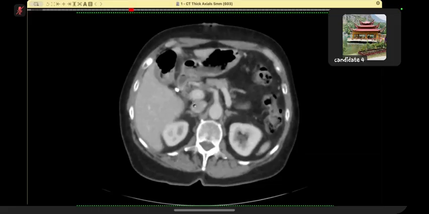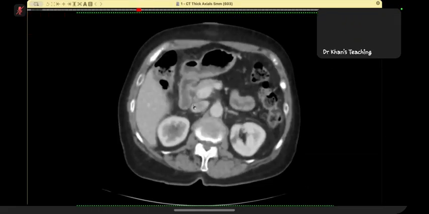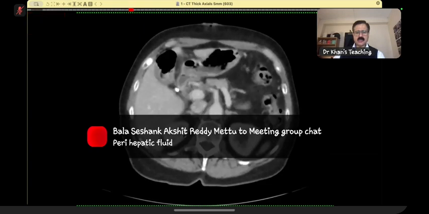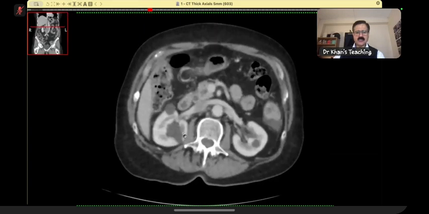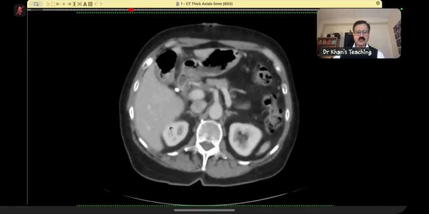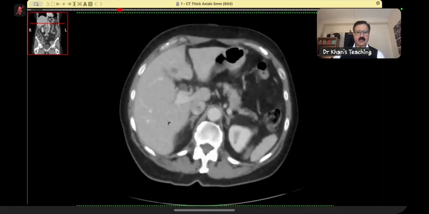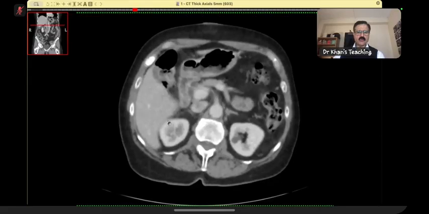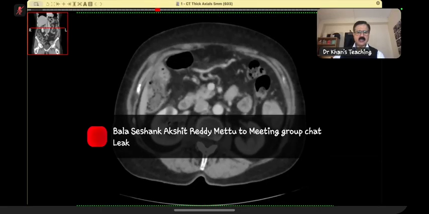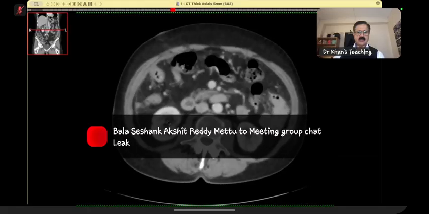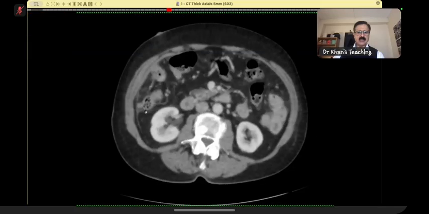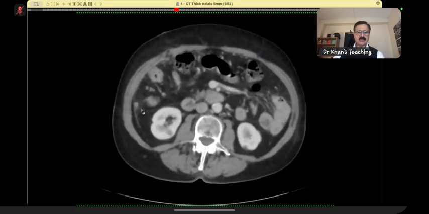So the point is that this was a very, very interesting case, and if you Google it, there are case studies on this. Basically, this patient presented with symptoms of right upper quadrant pain because of the liver capsule being irritated. Do you see this thing here? What do you think is this thing?